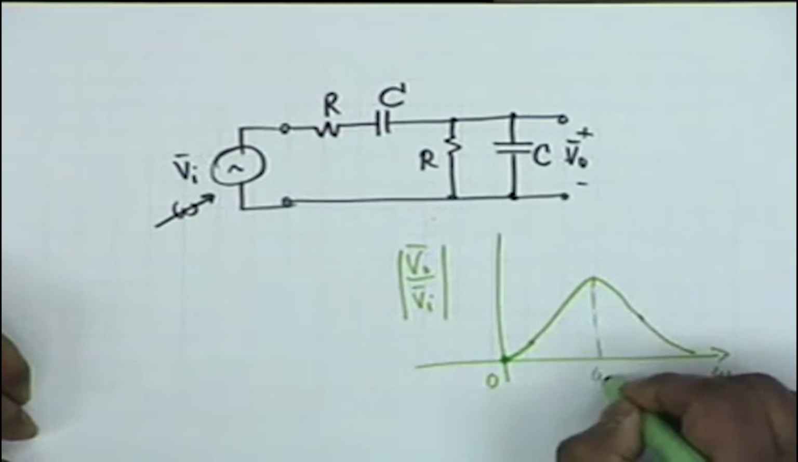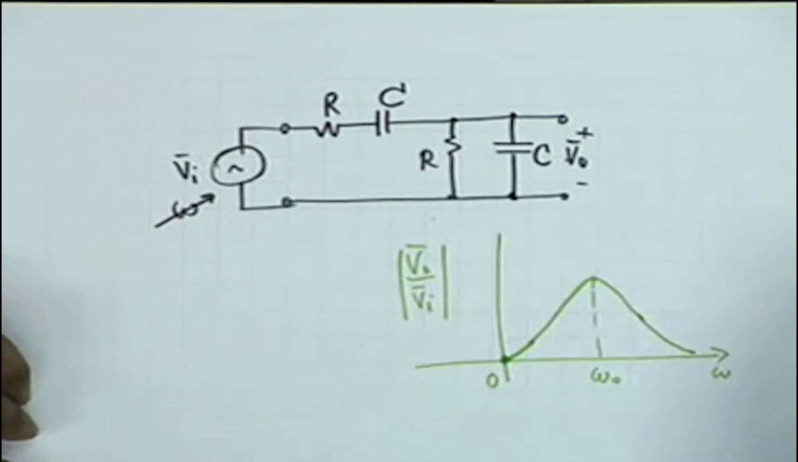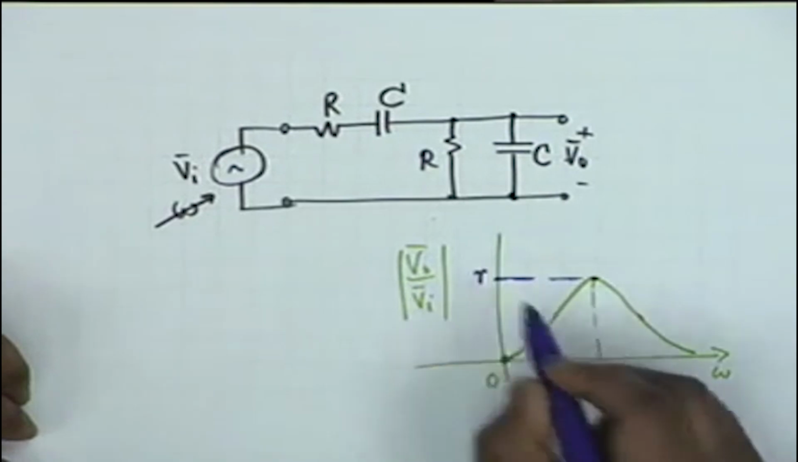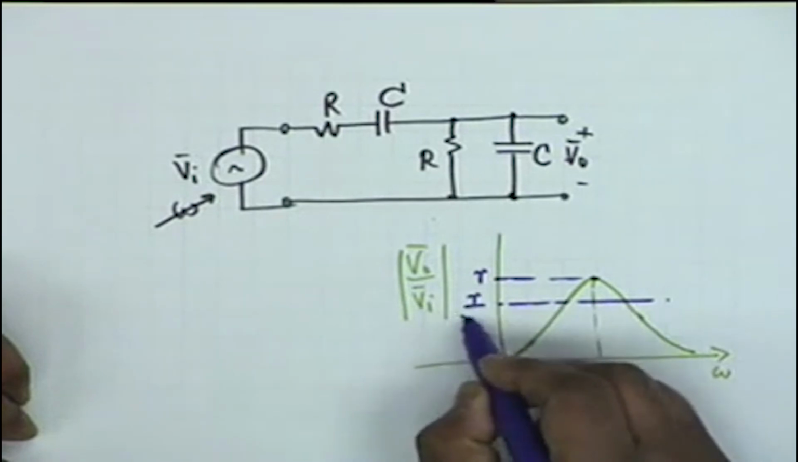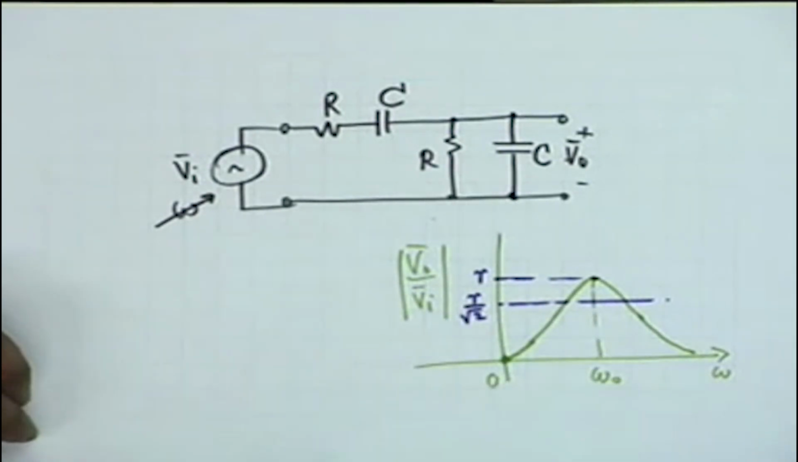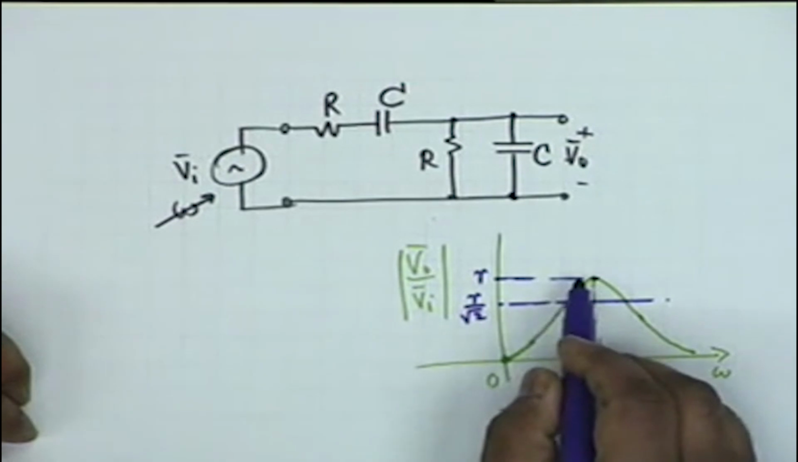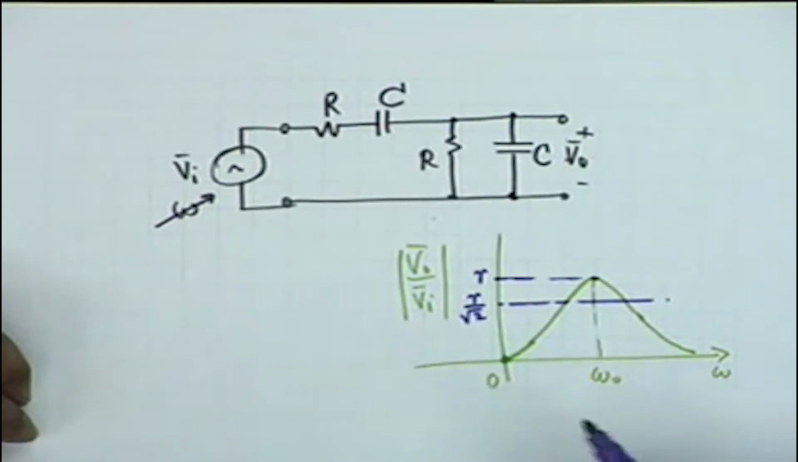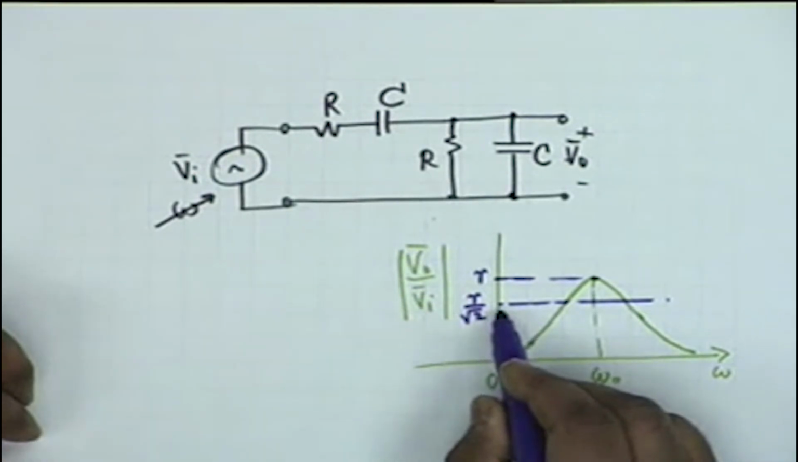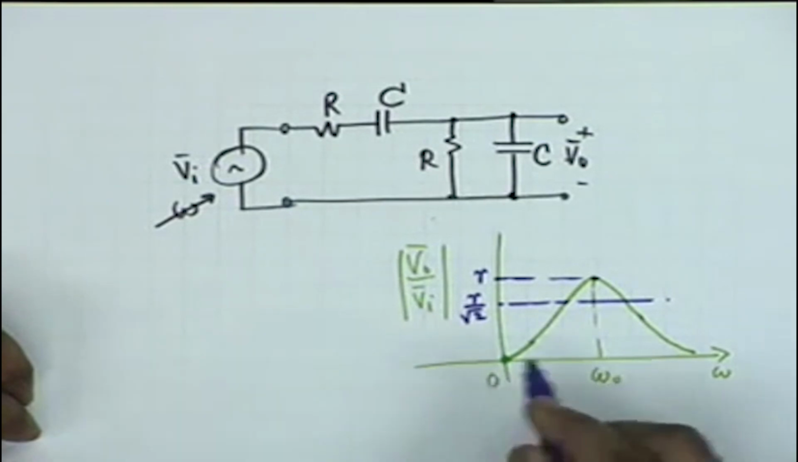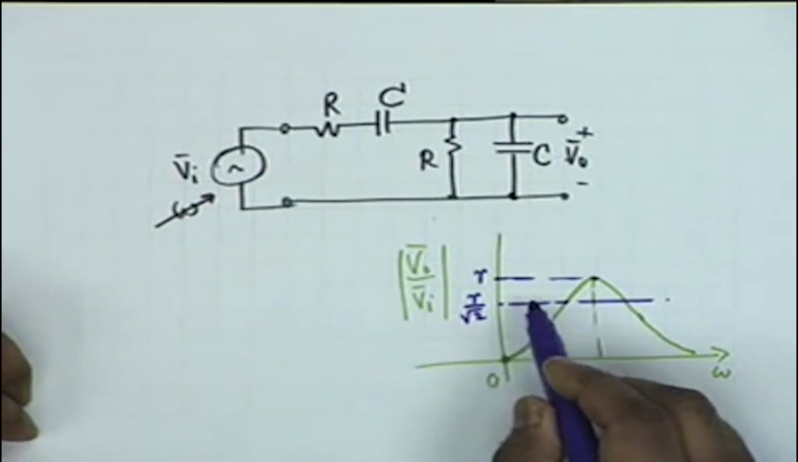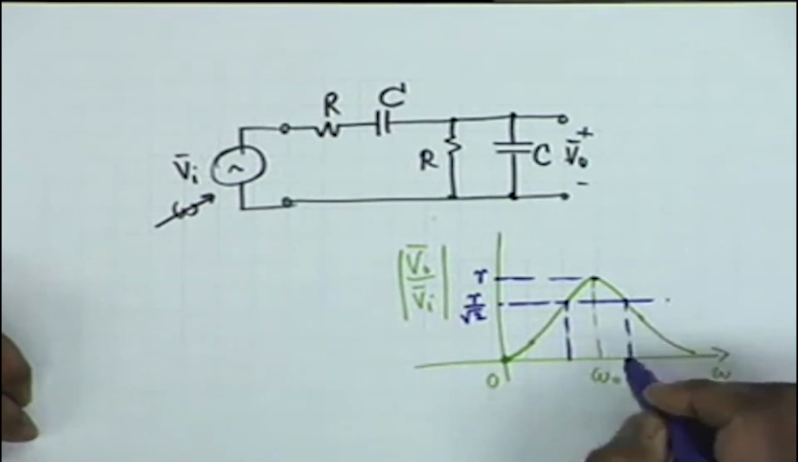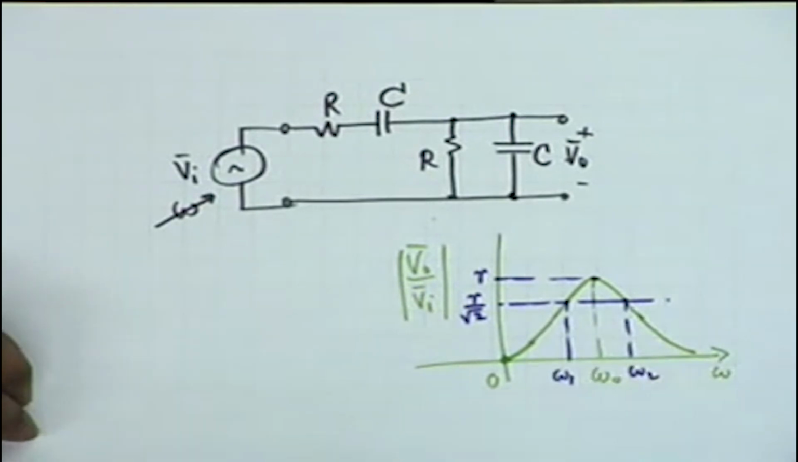That is, if this frequency is omega 0, and this response is, let's say, R, then you find out where the response is R by root 2. This is not necessarily 1. At some frequency there will be a maximum. Let's call this maximum value small r. Find out at what frequencies the response shall be 70.7% of the maximum response. That is, you find out these two frequencies, omega 1 and omega 2.